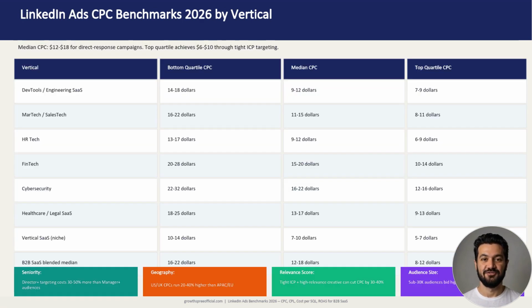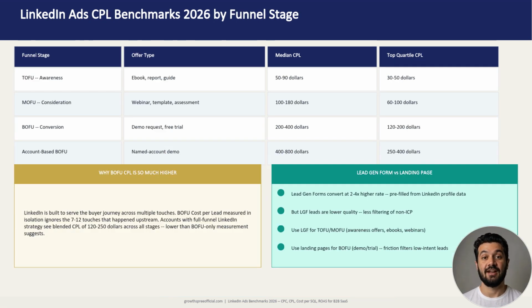LinkedIn cost per click ranges from $8 to $25 depending on your vertical. Top quartile accounts using tight ideal customer profile targeting achieve $6 to $10. Poor performers running broad audiences pay $18 to $25 for the same click. Targeting discipline, not budget, is what moves cost per click. DevTools and developer-focused SaaS run $9 to $12, the most efficient vertical on LinkedIn. Cybersecurity runs $16 to $22 because buyer seniority is at the Chief Information Security Officer level and competition is intense. Industry vertical is the single biggest driver of your cost per click baseline.